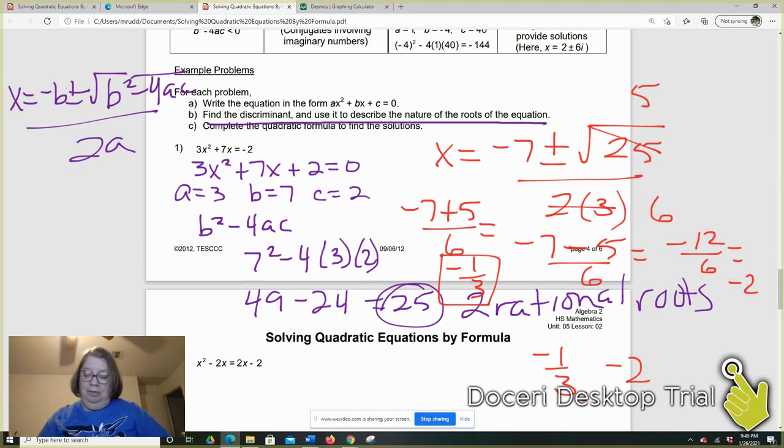Doesn't matter what order you put them in. Those are your solutions. What did we do? We put it in standard form. We found A, B, and C. We found the discriminant. We used our chart to know we're going to have 2 rational roots. Put it in the formula. We solved it.